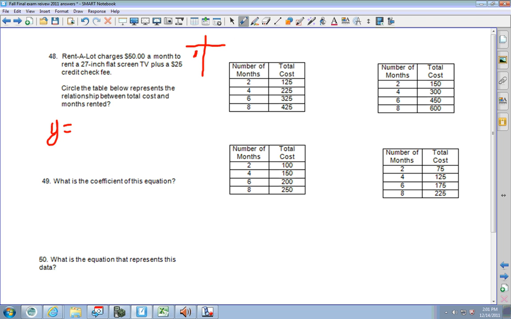In 1 month, how much is it going to cost you to rent it? $50 plus the 25, that's 75. How much is it going to cost you to rent it for 2 months? $50 a month, so 50 times 2 is 100, and then 100 plus 25 is 125.